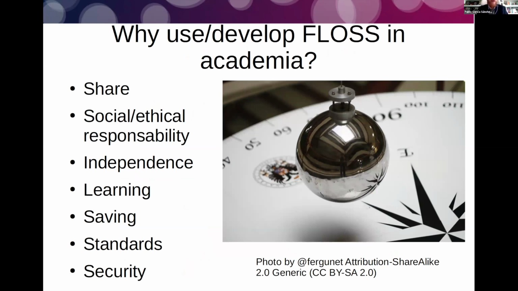But why should we use or even develop free software in academia? Well, our objective in academia is to share. Our mission with society is to share our knowledge. Our job here is to enlighten society. In fact, university means universality, and science means to illuminate. So it's very related to our jobs. This is our ethical responsibility as scientists.